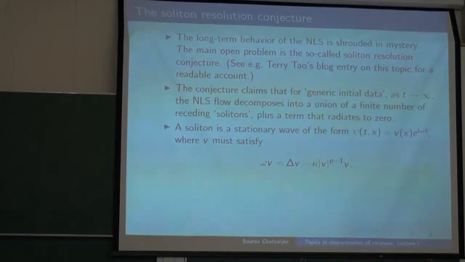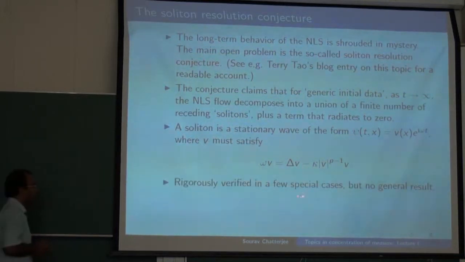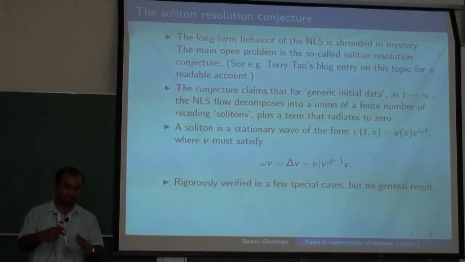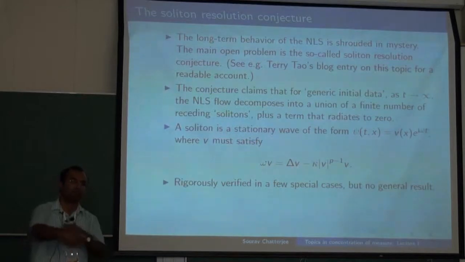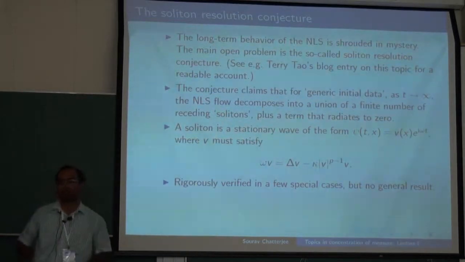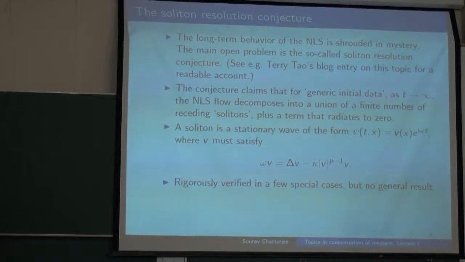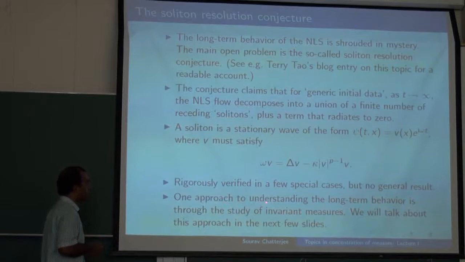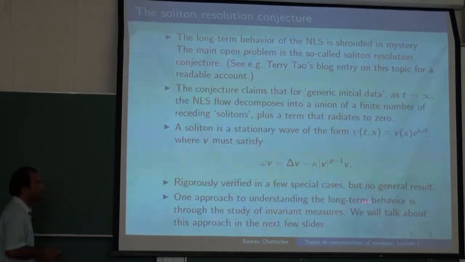And of course, one naturally thinks that maybe with respect to some natural probability measure, if you choose. In a few special cases, it's rigorously verified. So for instance, if your initial data is close enough to a soliton, then you will have a soliton eventually, and similar things. So these things are done, but not in general. So one approach that is appealing to a probabilist to understand this long-term behavior is through the study of invariant measures. So we'll talk about this.